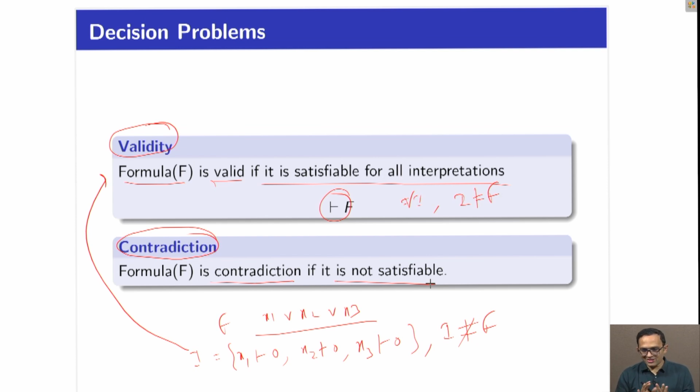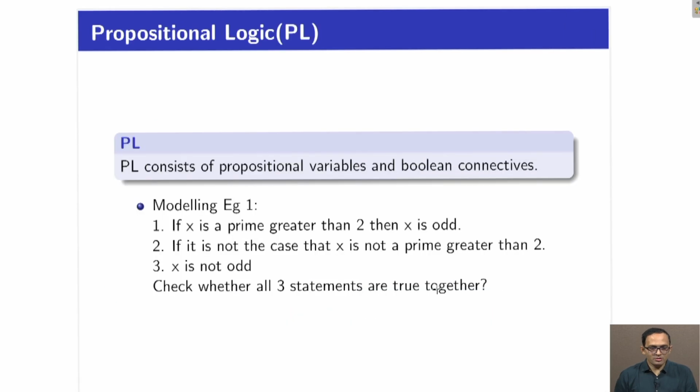So, let us just recap the decision problem. Given a formula, I have to check either the satisfiability or validity of the formula, right. That is the problem we are solving with theorem proving, okay. So, now let us move to propositional logic.